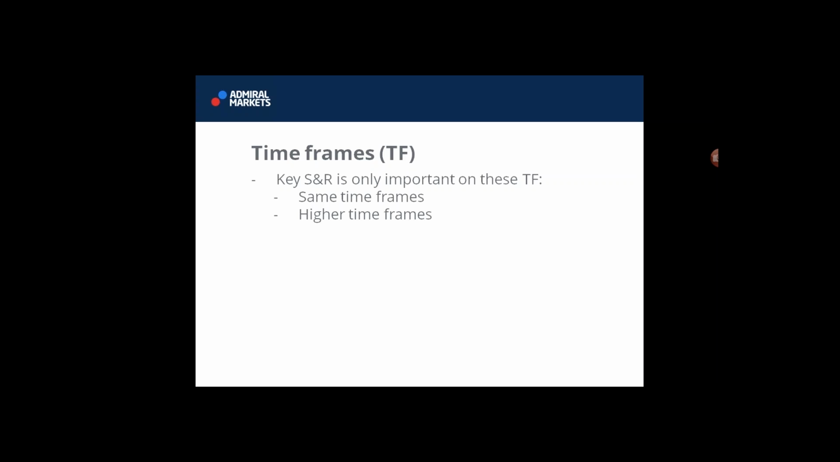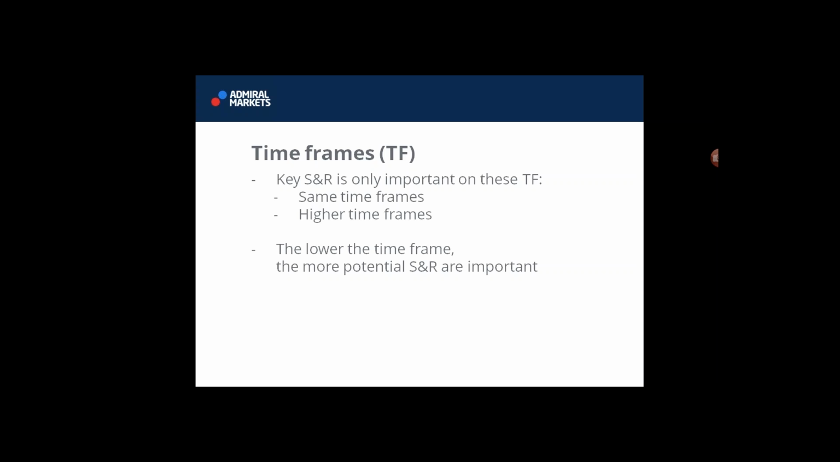Lower time frames are really not that important, because if you're trading on a 4-hour chart and there's a support or resistance on a 50-minute chart, there's a good chance that 50-minute support or resistance will just break and vanish within that one 4-hour candle. So it's not that relevant. Therefore, the lower the time frames we go, theoretically, the more support and resistance levels there could be.